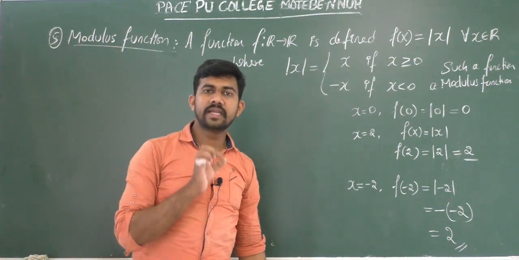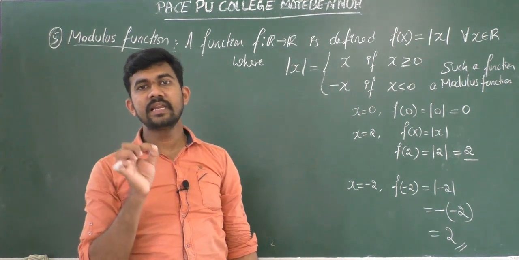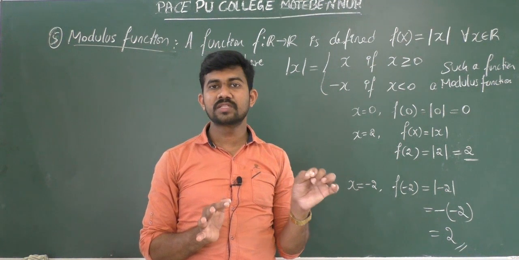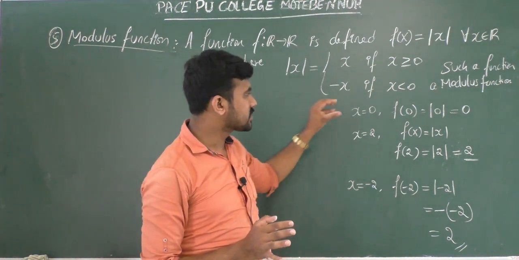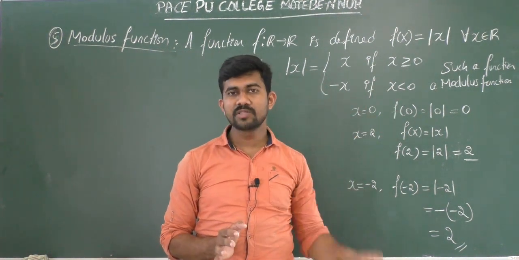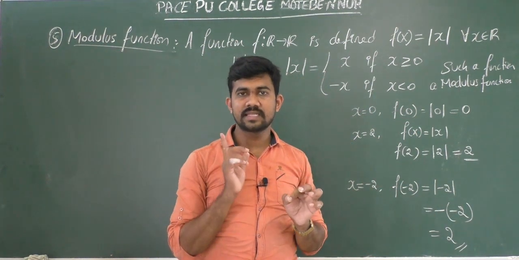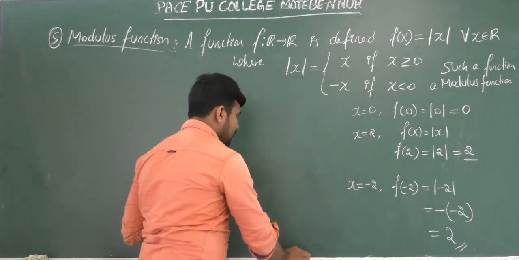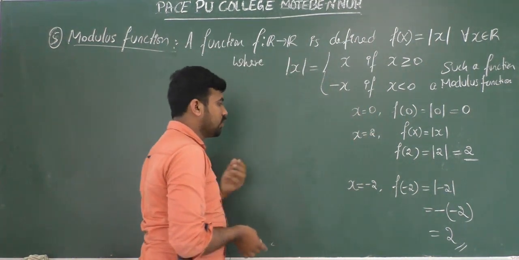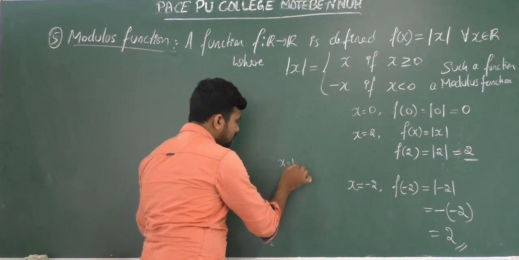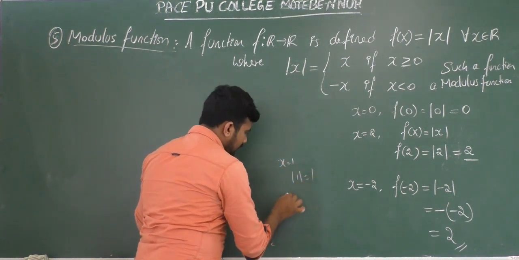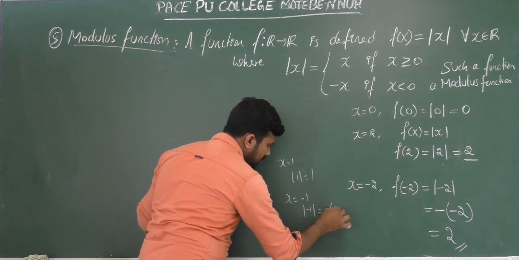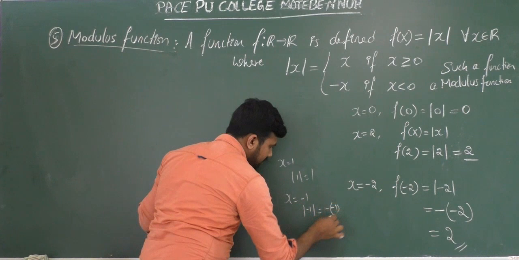Here, for any real number you consider, the image elements will be non-negative real numbers, that is either 0 or any positive real number, according to the elements you considered. Okay, for example, if you take 1, image of 1 is what? Image of 1 is 1. Image of minus 1 is nothing but minus of this number, that is nothing but 1.